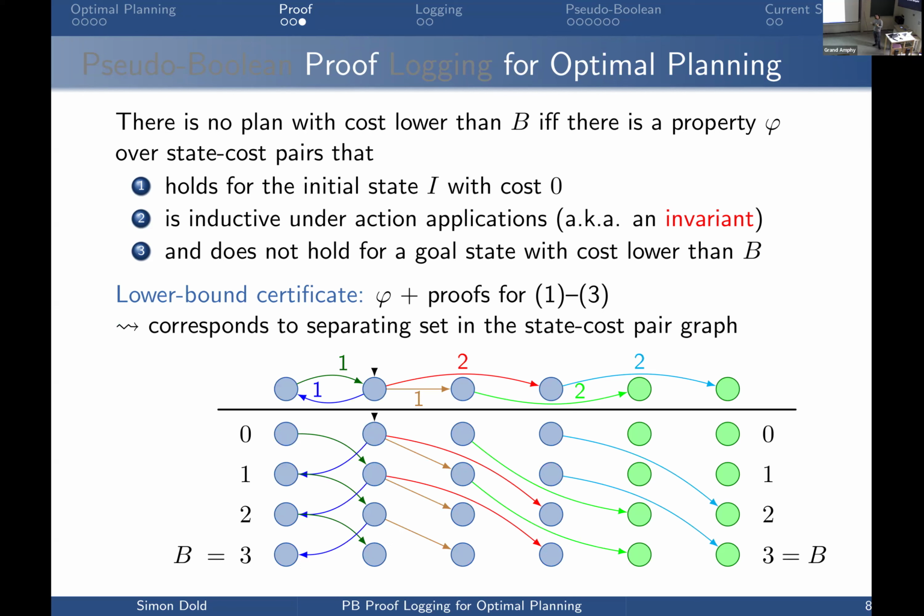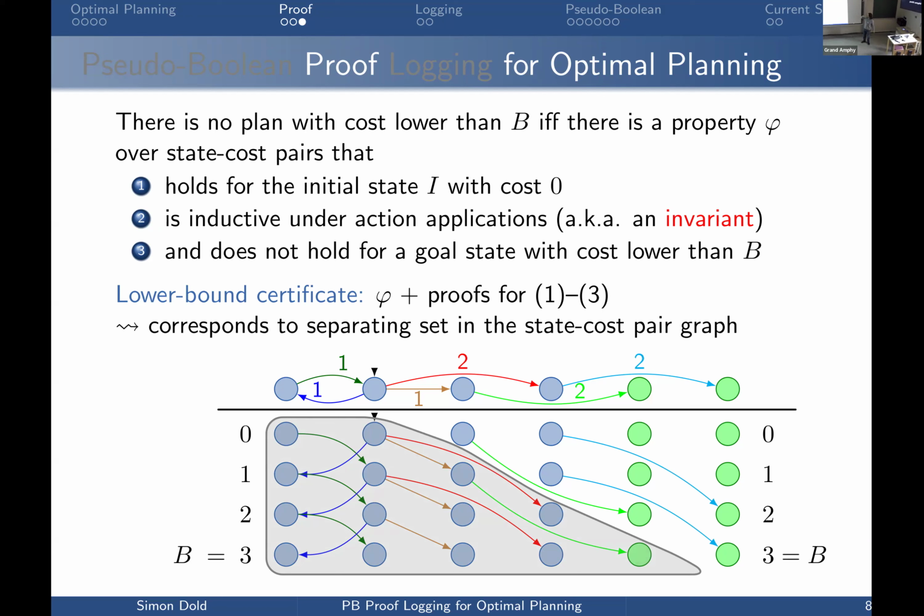So this corresponds to a separating set in the state cost pair graph. Here on top, we have the transition system that's used by the planning task. And below, we have some sort of time unrolling or cost unrolling of the states. Now I want to give you a proof that this planning task can't be solved with a cost of 2 or less. And for that, I'm showing you this set.